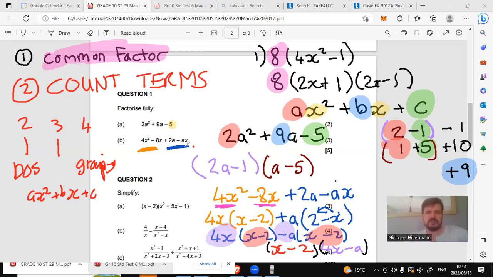Okay, so I'm going to stop there. So that's the factorizing. I'll send you the video for this factorizing.